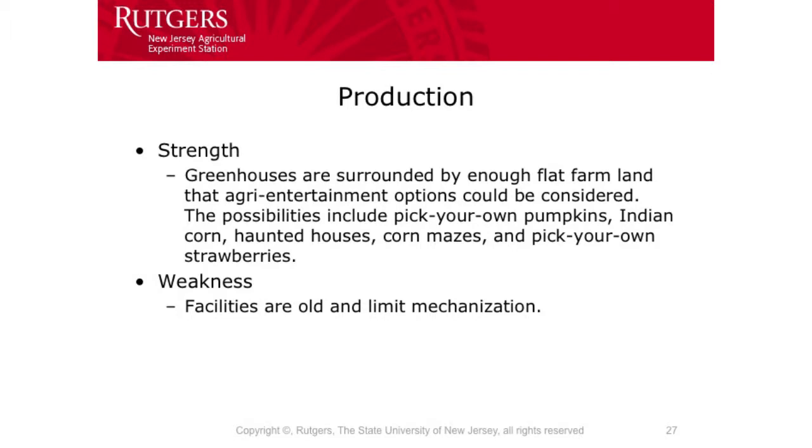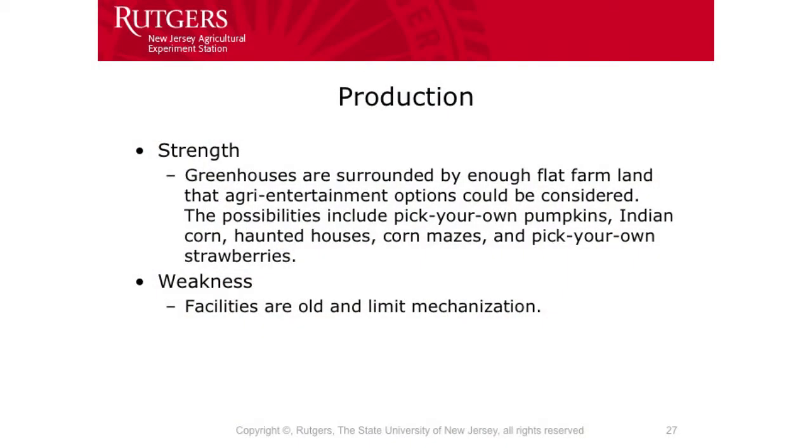A production strength is that the greenhouse is surrounded by enough flat land that they can consider agri-entertainment options, like pick your own pumpkins, Indian corn, haunted houses, corn mazes, pick your own strawberries. More than 43% of farm businesses in New Jersey are involved in agri-entertainment. So why is that important? Well, what do we have in New Jersey? We have a lot of people. We're the most densely populated state in the country. So that's the comparative advantage that most of you have by being here. The downside is everything's more expensive than any other state. But you play on your strengths and you try to deal with the weaknesses.